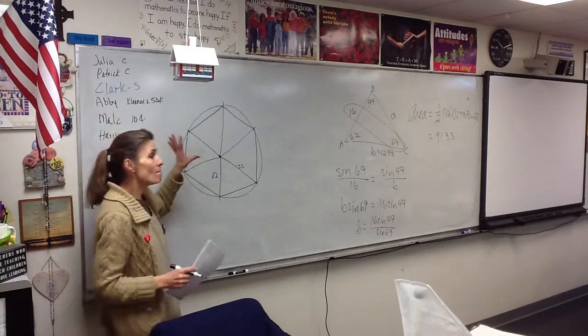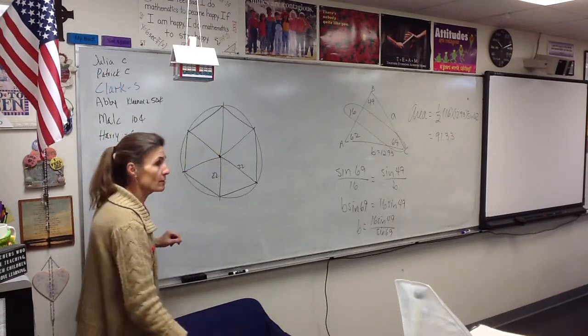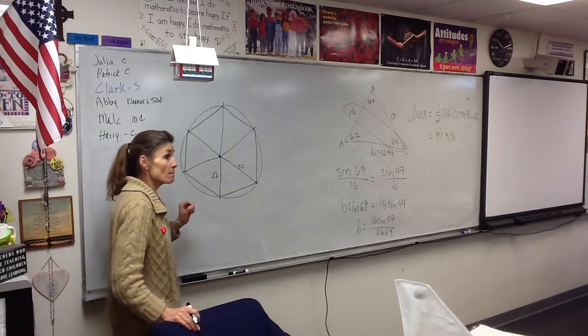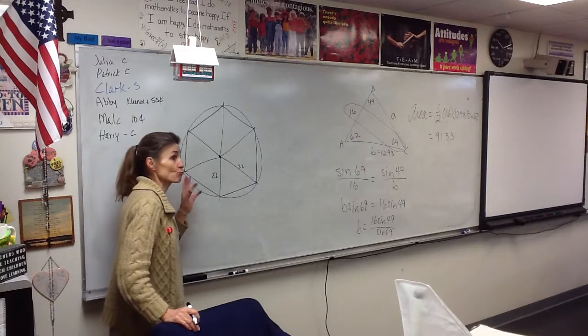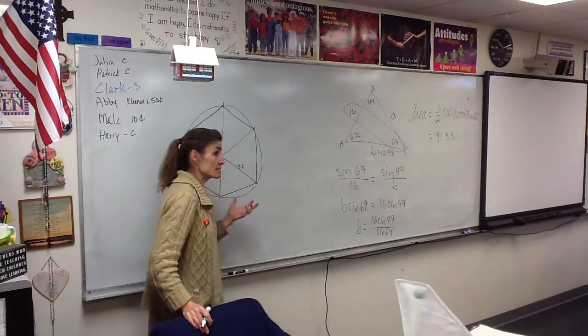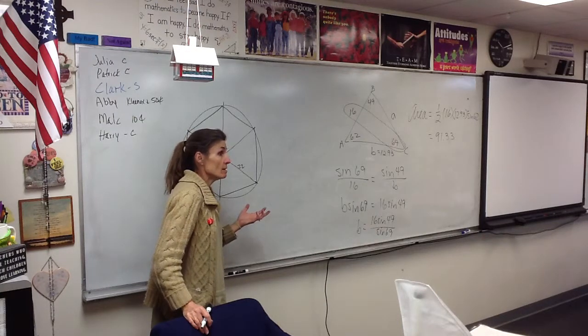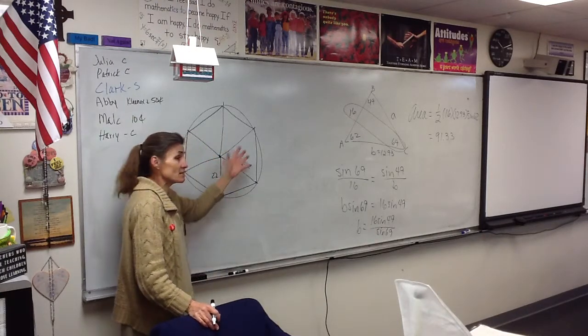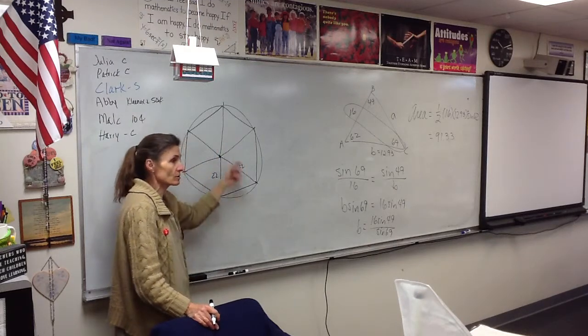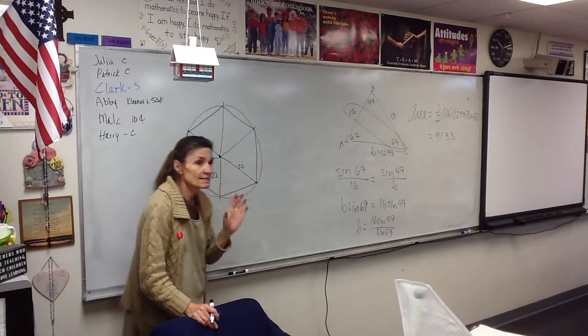Now, how many of those triangles are in that picture? 6. And because the hexagon is regular, do you remember what regular means? All the sides and angles are congruent. So that means all of these triangles are congruent. These are all the same size triangles, and there's 6 of them.